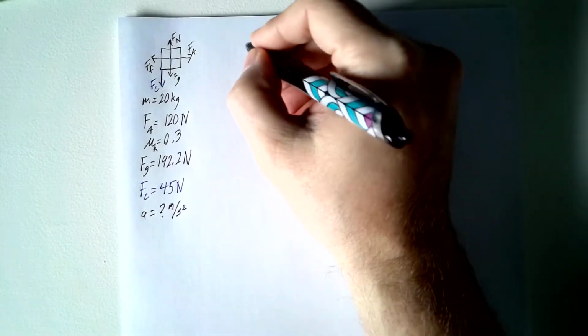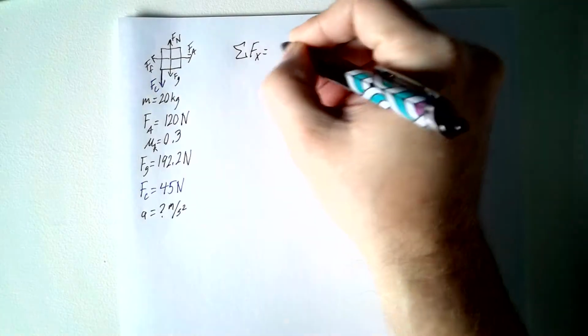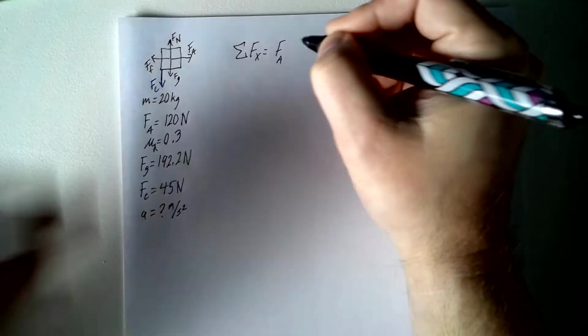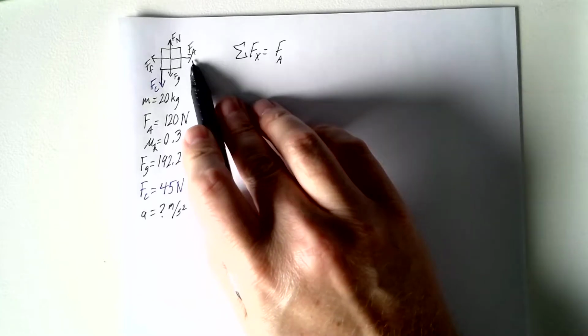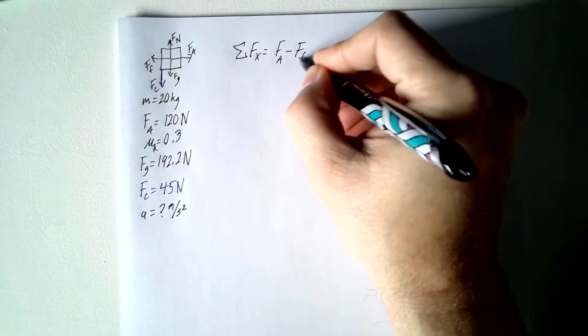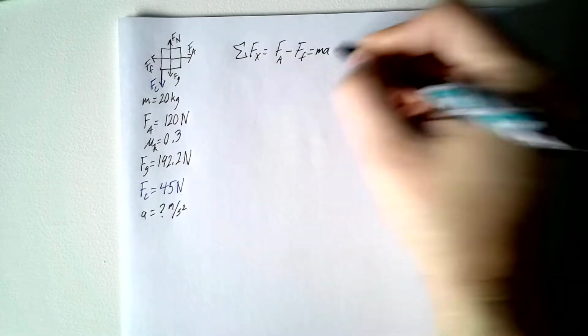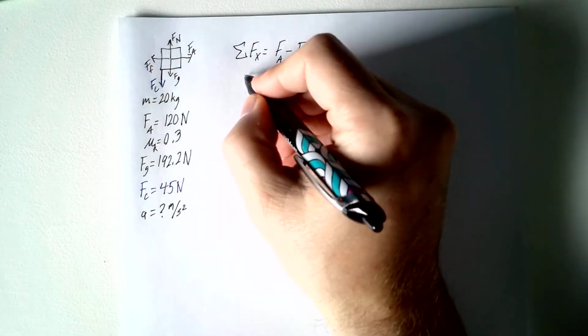We're going to set up the net force equations. Still in the x, we just have the applied force, the first applied force, and the frictional force acting in different directions. And we're still saying we have net force equals m times a.